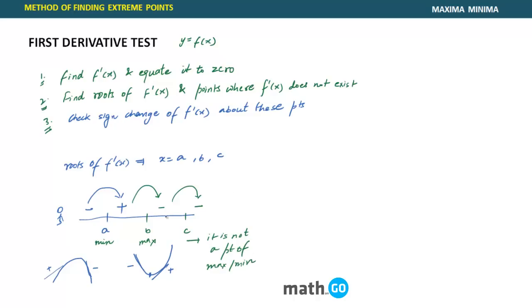This is how you have to remember. This is the first derivative test. That means the most important point in the first derivative test is that you have to check the sign change of f dash x. This is the most important part. I hope this is clear now.